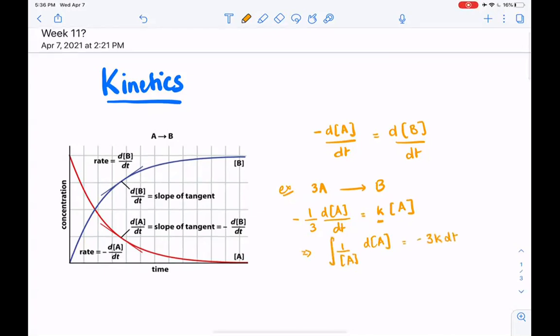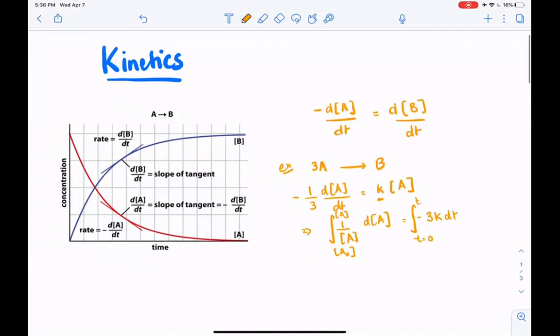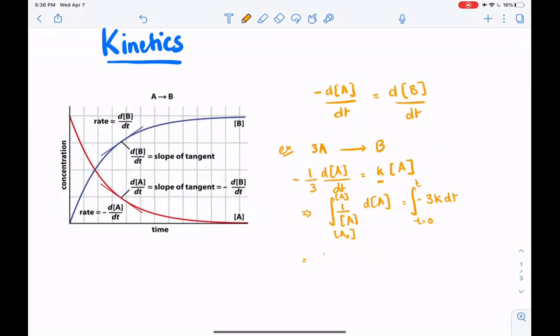And if we integrated both sides, this one with respect to the concentration of A, so here's the generalized concentration term. This is the concentration A naught when the reaction just starts. And here again, t equals 0, because we're integrating with respect to time. And this is a generalized t. And equating these two, we get that ln of the concentration of A at any time t minus ln of A naught is going to be equal to negative 3kt.